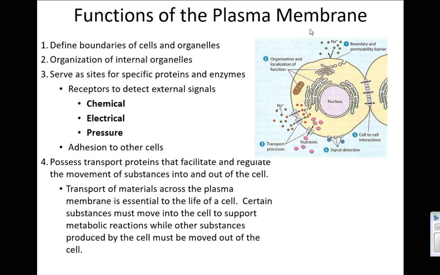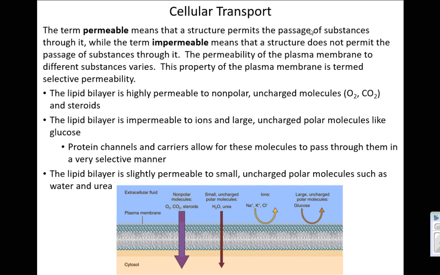What we'll talk about the most, though, with regard to the plasma membrane, is its function to move stuff in and out. Possessing transport proteins, facilitating, regulating movement of substances into and out of the cell. This is important, as it states, transport of materials across the plasma membrane is essential to the life of the cell. Certain substances must move into the cell to support metabolic reactions, while other substances produced by the cell must be moved out. The last slide that we'll probably get to today just begins us into what we'll talk a lot about on Wednesday, which is cellular transport.